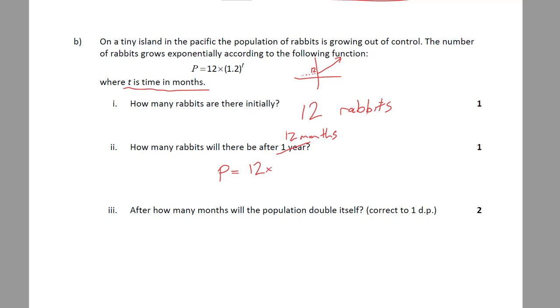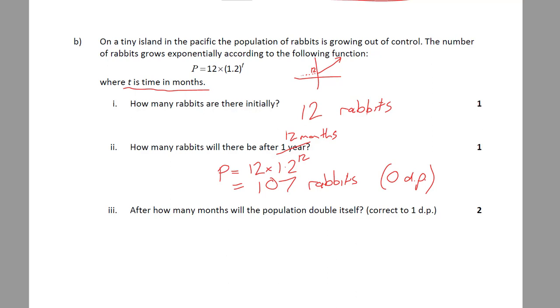P equals 12 by 1.2 to the 12. 12 times 1.2 to the 12 is 106.99, and so on. It didn't tell me what to round to, but I think no decimal places is nice. To the nearest whole rabbit. 106.9, that's 107 rabbits to the nearest whole rabbit, or just go with no decimal places, quicker to write.